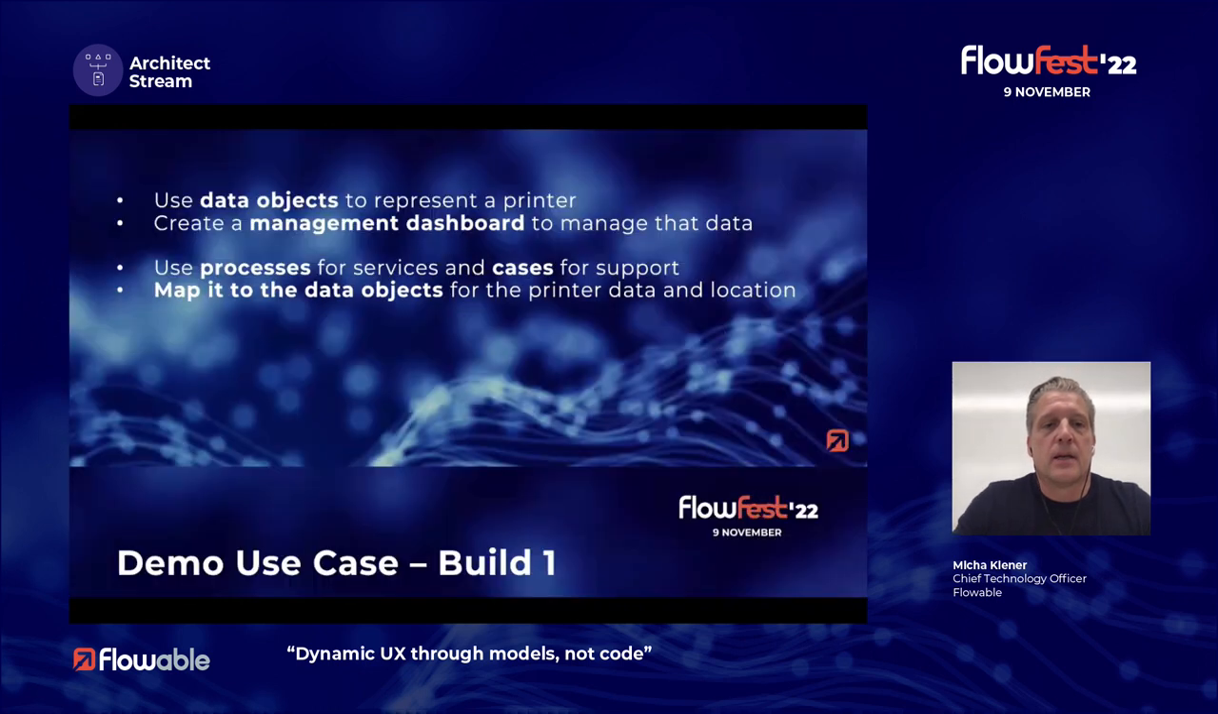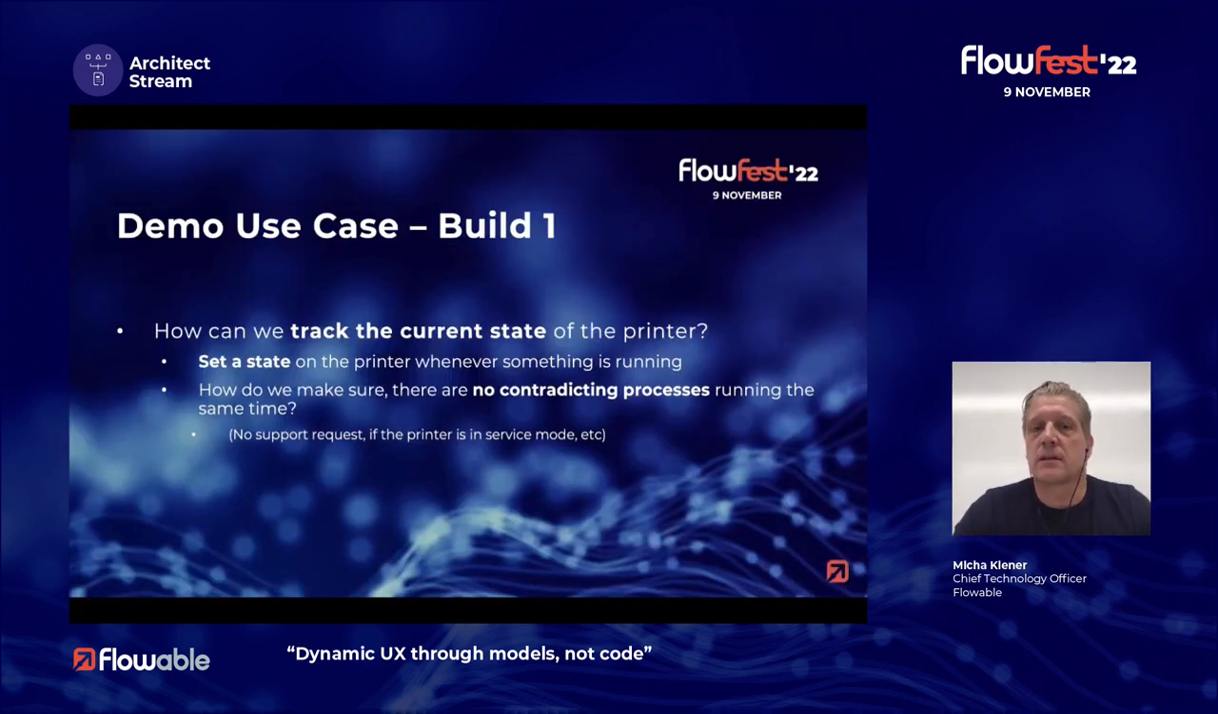But if I have a closer look, how should we track the current state of the printer? Let's assume the printer is operational and I start a support case for that particular printer. Now, it should be kind of flagged as being supported. Something's wrong, right? So letting other people know if they want to use the printer as well. Or what if we want to make sure that there's no contradicting processes running at the same time? Maybe your printer is currently being serviced, and of course, it's not operational, so you should not be able to start a support process right away at that very moment. How do we handle those kind of complexities?